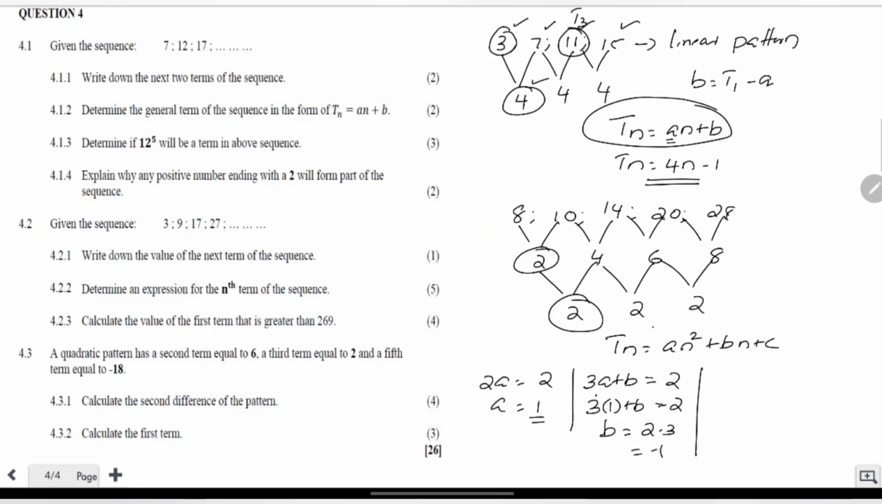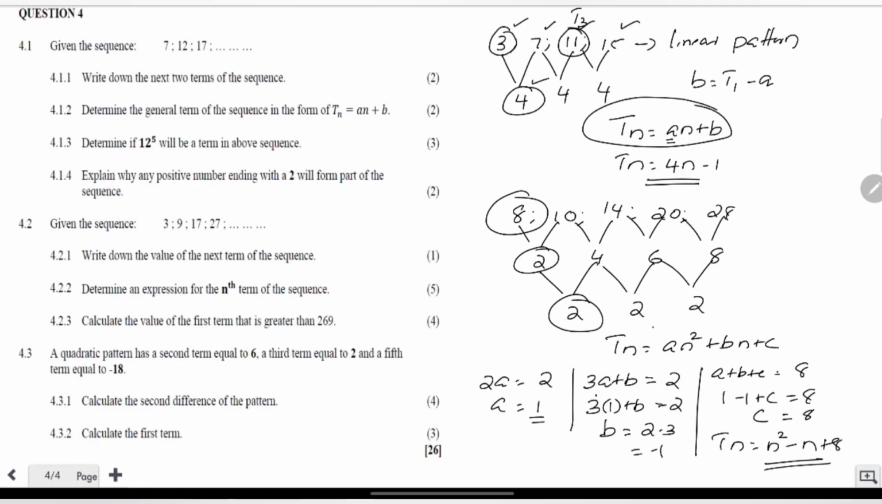Then, because many of you know this already, how do you find C? Always A plus B plus C is equal to the first term in the quadratic pattern. That is 8. A is 1, then minus 1, plus C is equal to 8. 1 minus 1 is 0, so C is equal to 8. Therefore, Tn is equal to An square, that is 1n square minus 1n, plus 8. So this is how we are finding it.